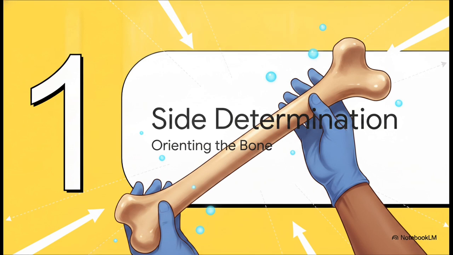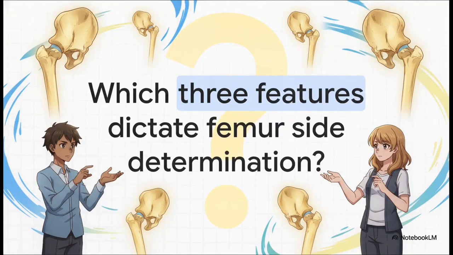All right, Section 1, Orientation and Side Determination. Before you can understand the complexities of the bone, you really need to know how to orient it in anatomical position. So here's your first active recall question. Which 3 key anatomical features dictate the side determination of the femur?